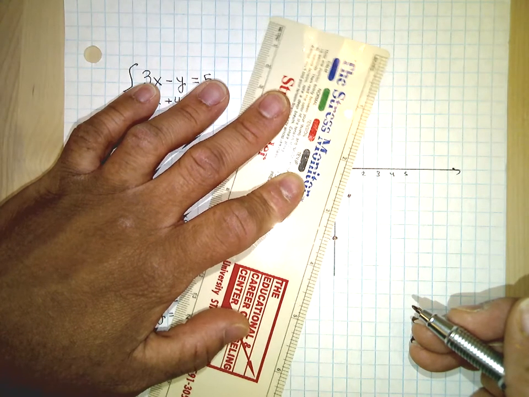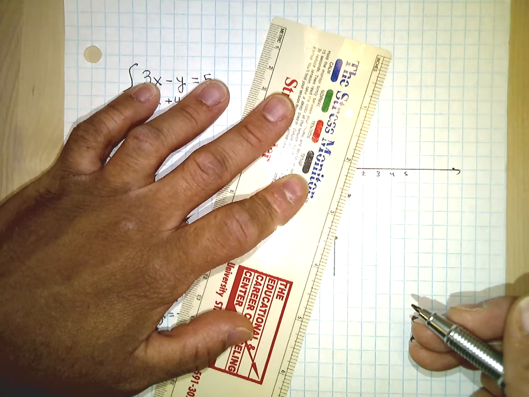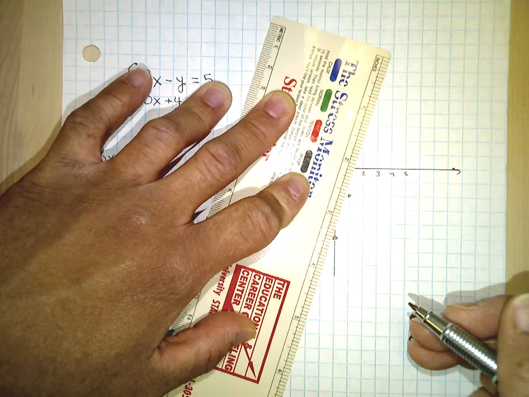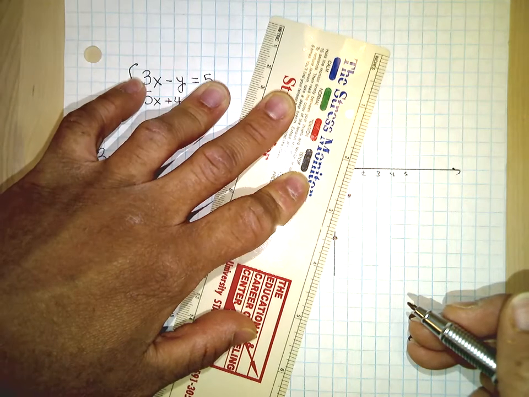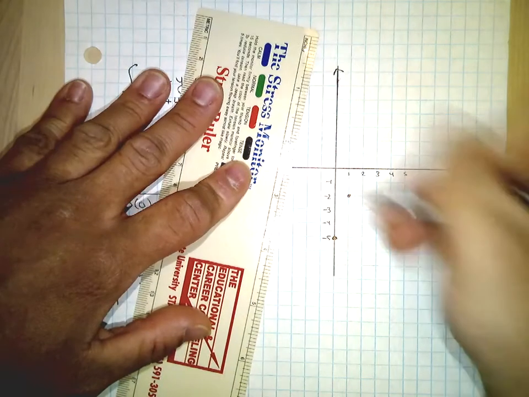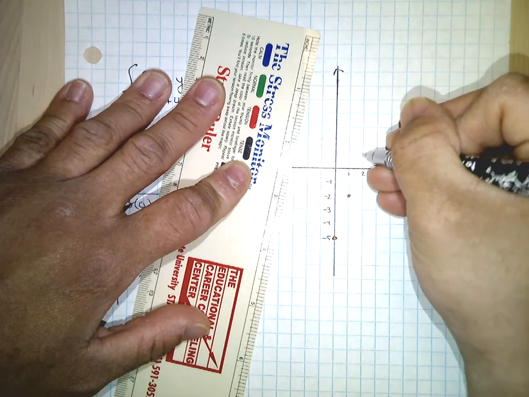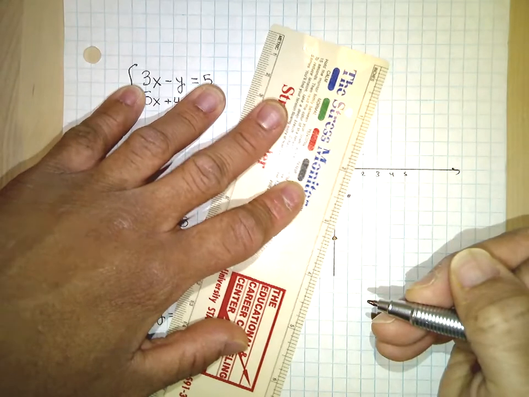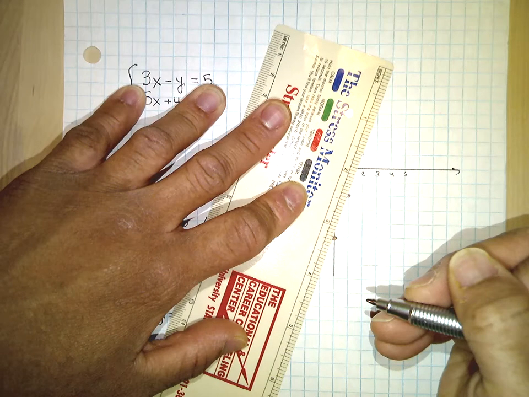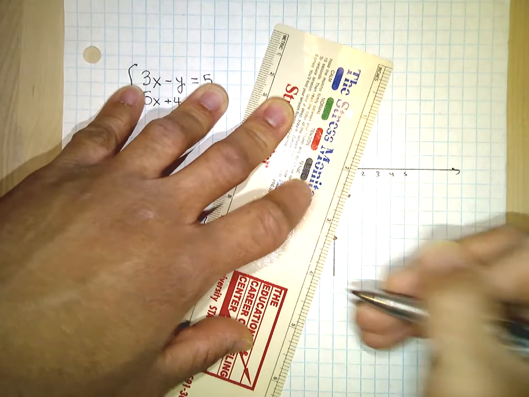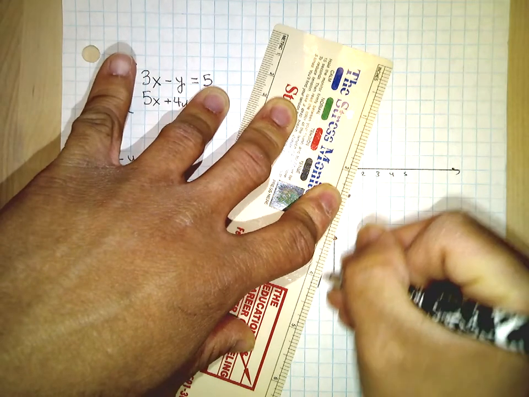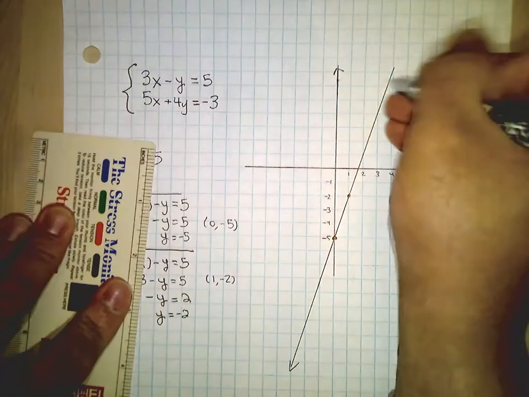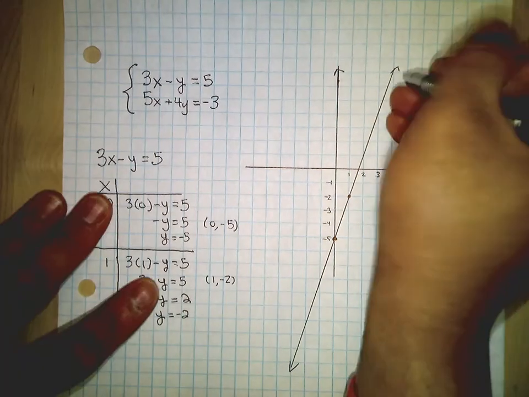Now we could do one more point if we would like, or I can just carefully draw the line. And when I say carefully, please make sure that you are as careful with drawing this line as possible, which is also why I broke out the ruler, to make sure that I am doing this as accurately as possible. So if I line this up as accurately as possible to go through these two points, here is my first line.